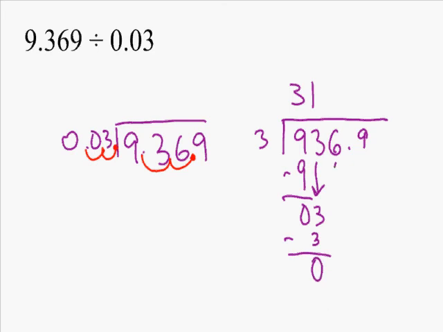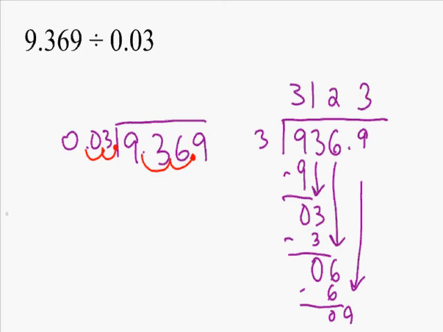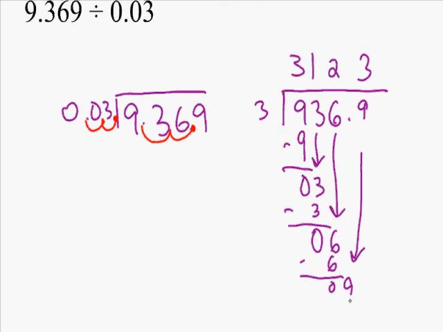Let's bring down the 6. How many times does 3 go into 6? 3 goes into 6 2 times. 2 times 3 is 6. Let's subtract. 6 take away 6 is 0. Let's bring down the 9. 3 goes into 9 3 times. 3 times 3 is 9. Subtract, that's 0. So that means we're done with the division.